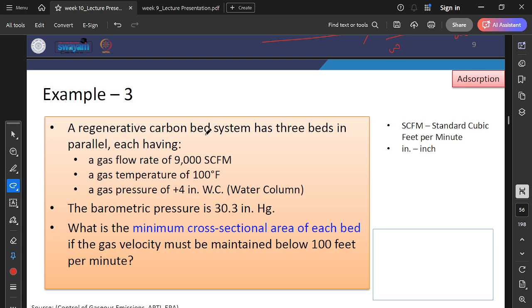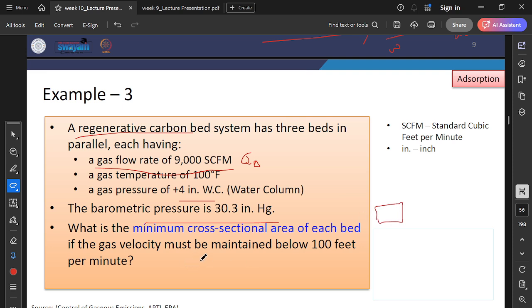So the third question is also again on absorption only. They gave a regenerative carbon, that is a carbon bed that can be regenerated again and again, that has three beds in parallel, each having a gas flow rate of 9,000 standard cubic feet, that is Q of gas. Temperature and gas pressure are given, and also the barometric pressure. So there are two pressures: one is gas pressure, another is barometric pressure. Barometric pressure is the atmospheric pressure, that's 30.3 inches of mercury. And what is the minimum cross-sectional area of each bed? That's what they are asking.